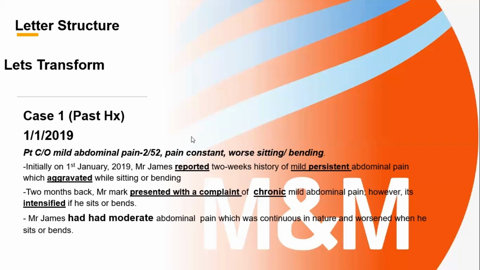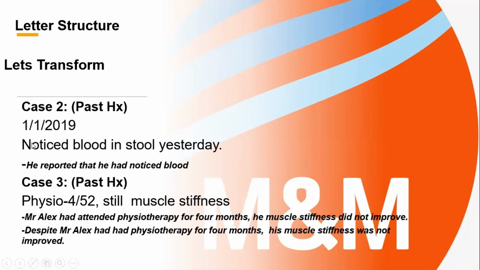So you can see these are a few examples that have been done for your better understanding of how you can translate your case notes into a proper grammatical structure. This was the line that has been written in front of you, and these are three examples. 2 by 52 means after 2 weeks, or maybe 2 weeks, sorry. So this line is from the case notes, and these are three transformations of this line, right? Anyhow, now we have case 2. Let's say it's just written in the notes, for 4 months, his muscle stiffness did not improve.